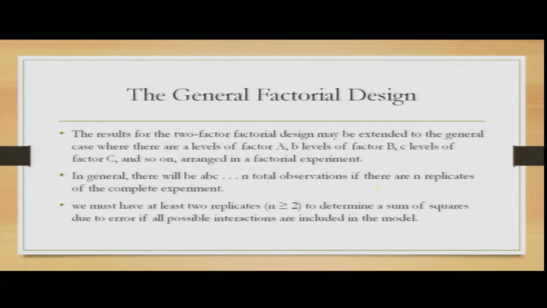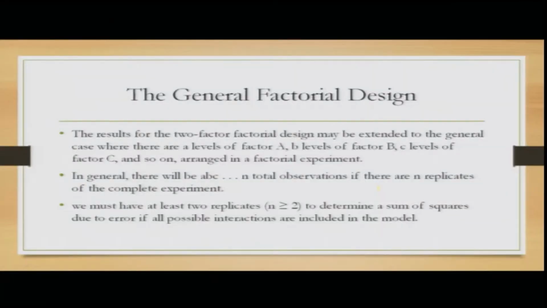If you want to find the total number of observations for all the factors and the samples, it would be a into b into c, and so on till the last factor, into n. So, small n is the number of replicates. We must have at least 2 replicates to determine the sum of squares due to error if all possible interactions are included in the model.